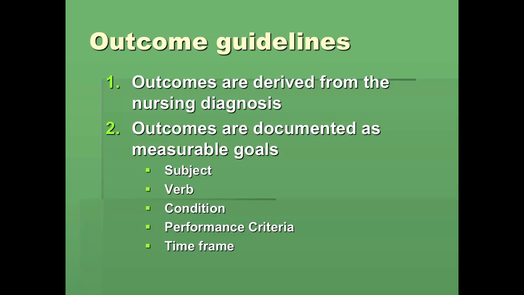Another piece of our goal statement is to include a performance criterion. This tells us to what extent a change will be seen. If I go back to our example of ambulating, how long? How far? Do they just need to walk to the door and back in their room, or do they need to walk to the end of the hallway and back? So that would be considered a performance criterion.